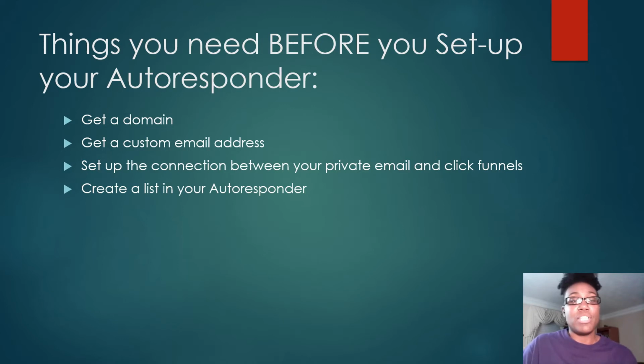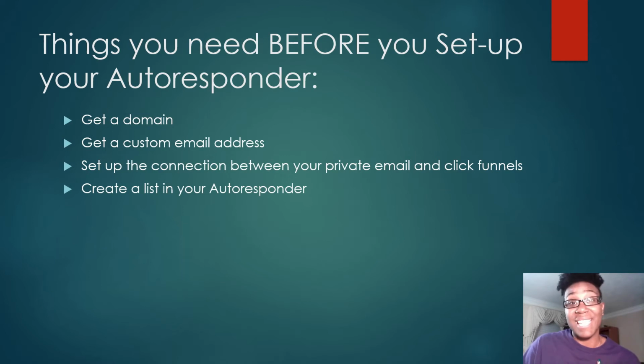So the next thing you need to do is create a list in your autoresponder. And once you have your domain all set up, then you can automatically create your list and your email address. So these two steps can happen at the same time. So that all works out, and I will show you how to do that.